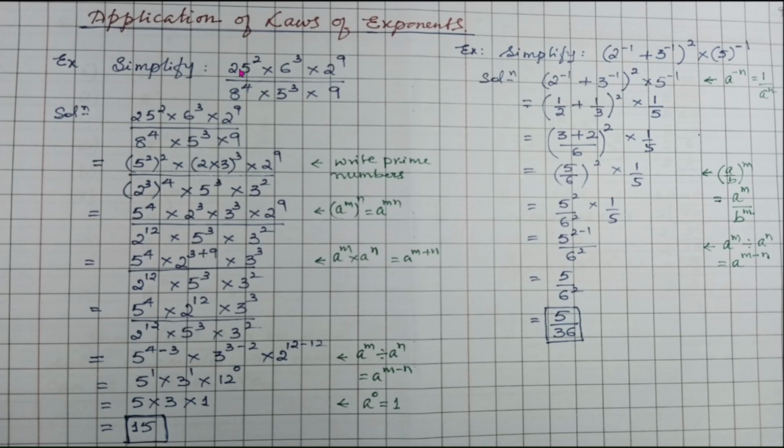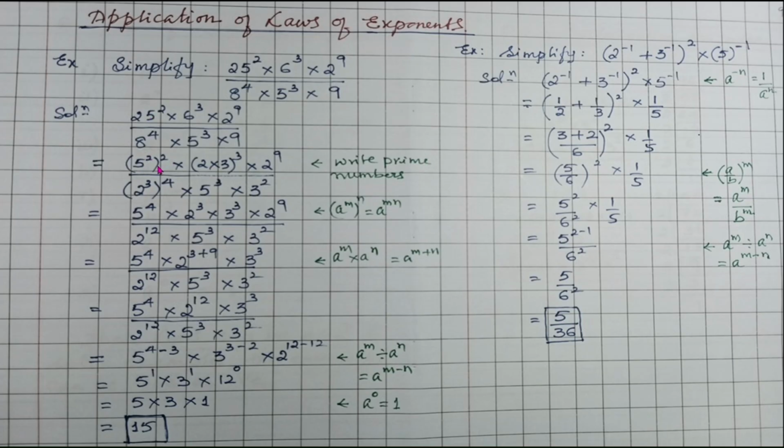Now observe here, 25 is a composite number, 6 is a composite number, 8 is a composite number, 9 is a composite number. So first of all, write the prime factors of each of the composite numbers here. 25 can be written as 5 square, 6 can be written as 2 into 3, and 8 can be written as 2 cube, 9 can be written as 3 square.